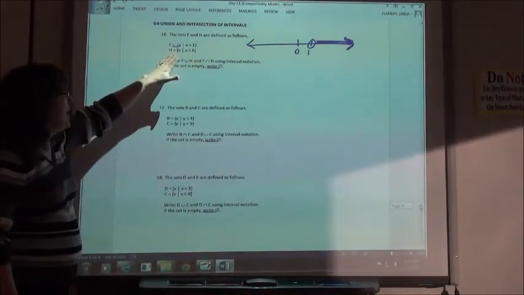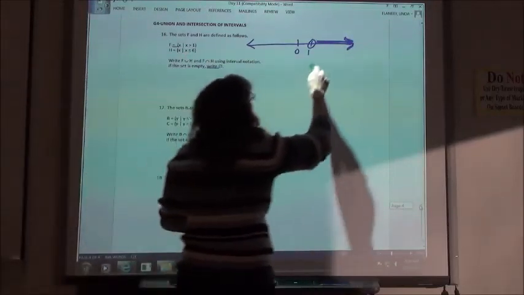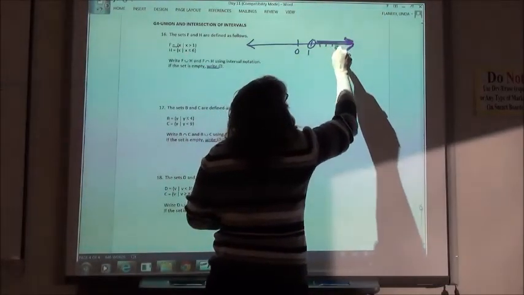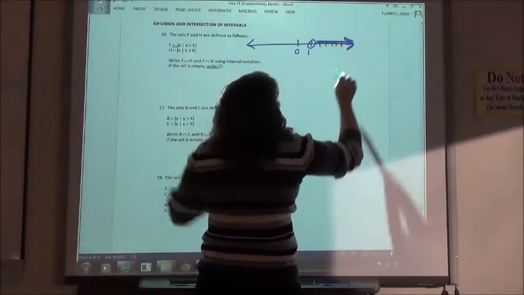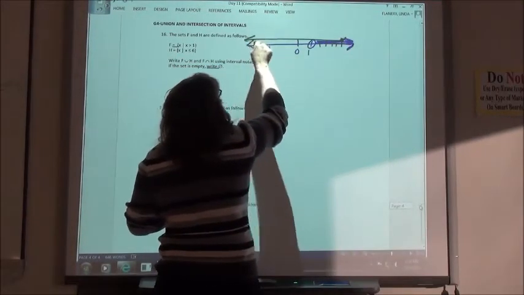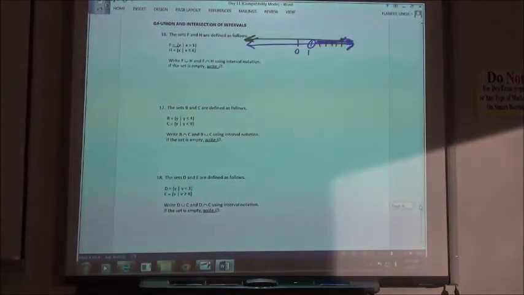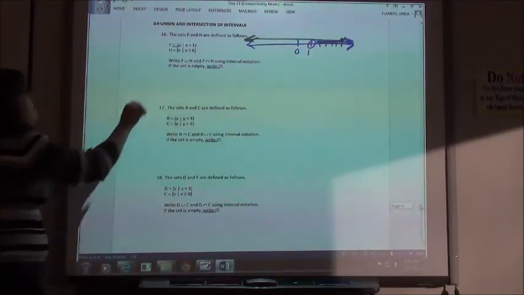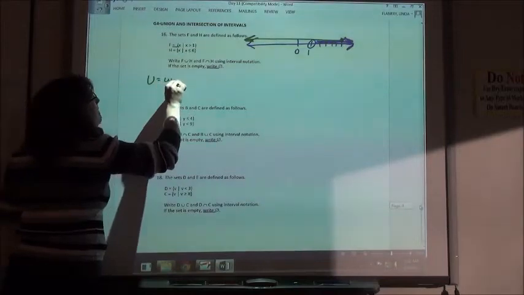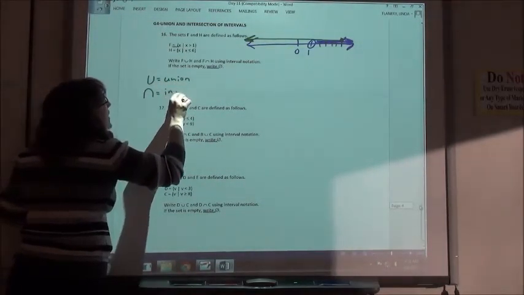H is the set X such that X is less than or equal to 6. 1, 2, 3, 4, 5, 6. On 6 I'd have a filled in dot, and I'm going everything going this way. Then they want you to do the union and the intersection of your two sets. This is the symbol for union. Looks like a U. This is the symbol for intersection.